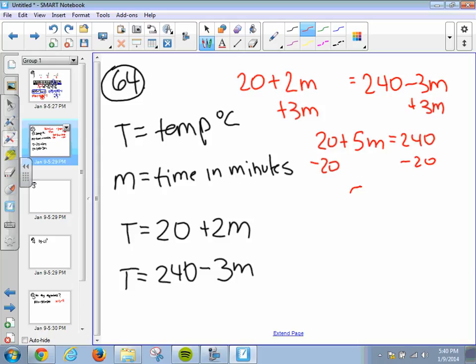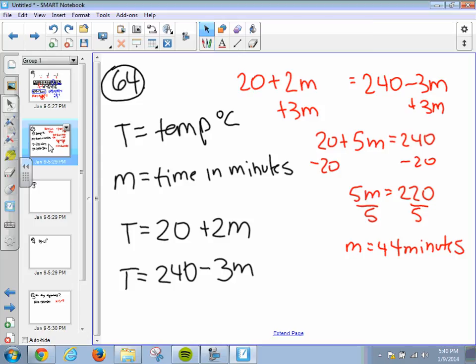Subtract away that extra 20. 5m is equal to 220. We'll divide by our 5. And we figure out that it's going to take us 44 minutes for the two pieces of metal to be the same exact temperature.